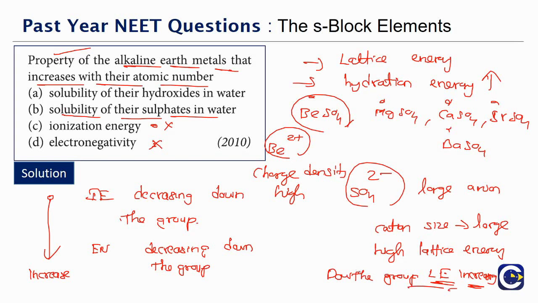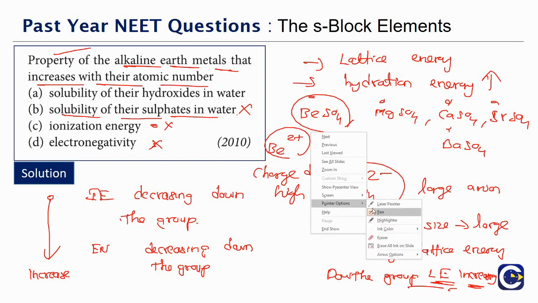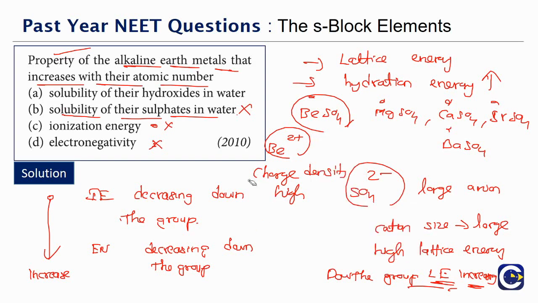As you go down the group, what is happening? Hydration energy is decreasing. On the other hand, the lattice energy is increasing. So the salts are going to become less and less soluble. So if you are looking at the solubility of sulfates, it will not be increasing down the group, it will actually be decreasing down the group. Because down the group, hydration energy is decreasing, whereas the lattice energy is increasing. So it's the counter. So we see that the solubility of the sulfates will not actually increase down the group, it will be decreasing down the group.